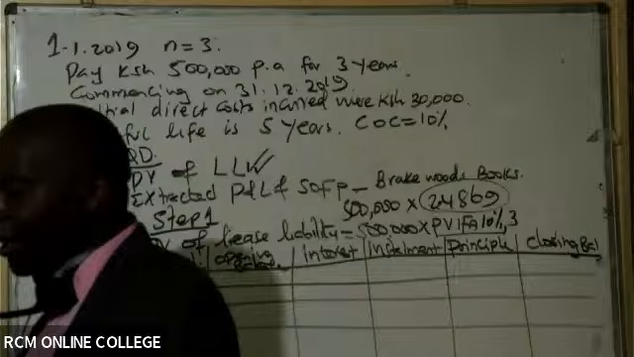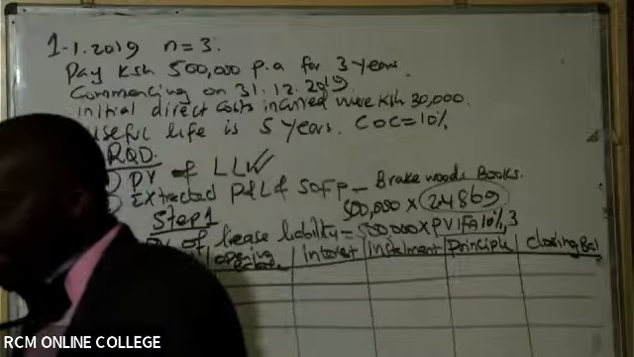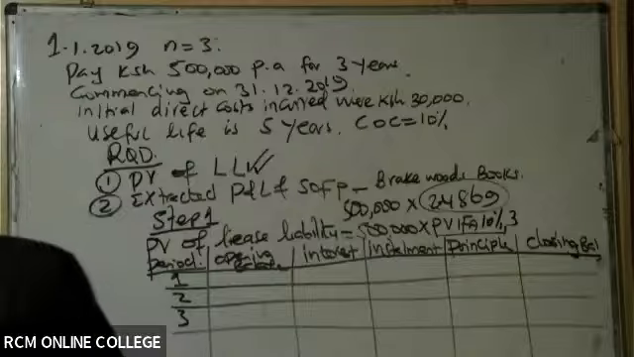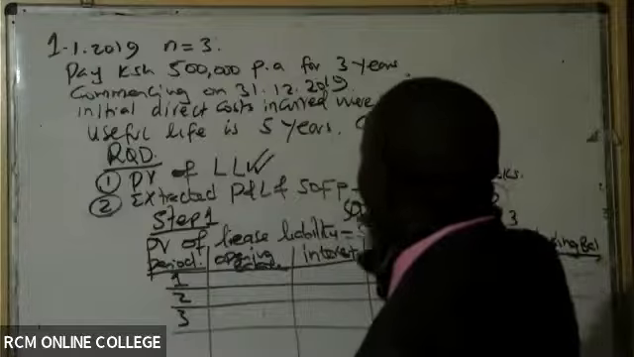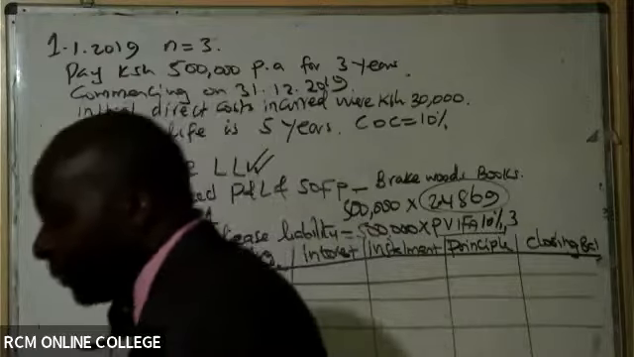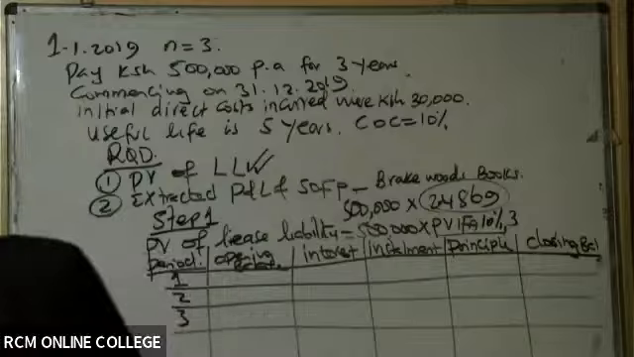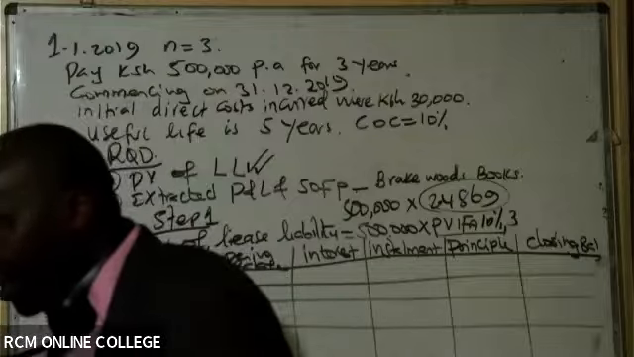Let's work on one answer. Let's use one answer here. The person who used 2.4869, 4 decimal places, times 500,000, what is your present value lease liability? The one who used the 4 decimal places the way they are there.